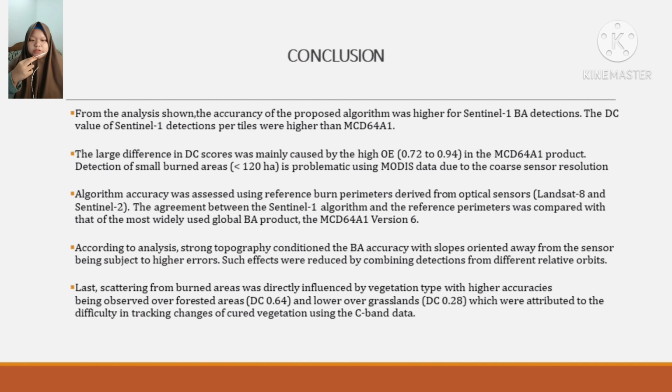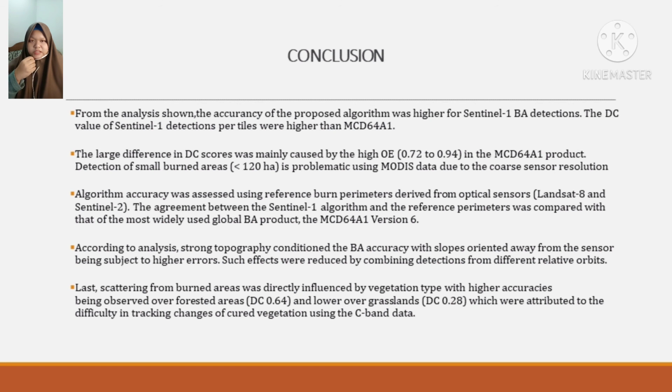The accuracy of the proposed algorithm was higher for Sentinel-1 BA detection. The DC value of Sentinel-1 detection per tile is higher than MCD64A1. The large difference in DC score was mainly caused by the high omission error, 0.72 to 0.94, in the MCD64A1 product. Detection of small burn areas is problematic using MODIS data due to the coarse sensor resolution. Algorithm accuracy was assessed using the reference burn perimeters derived from optical sensors, Landsat 8 and Sentinel-2. The agreement between the Sentinel-1 algorithm and the reference perimeters was compared with that of the most widely used global BA product, the MCD64A1 version 6.